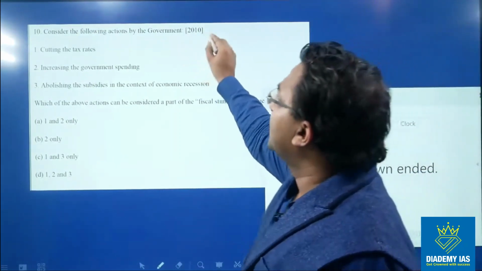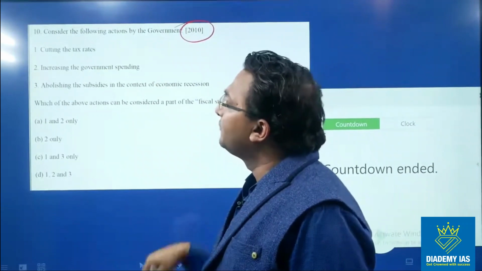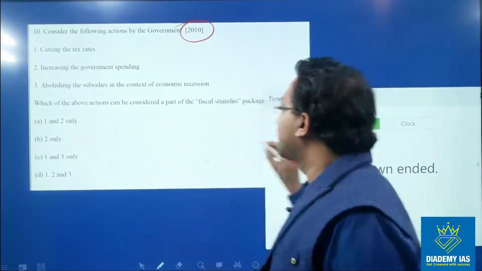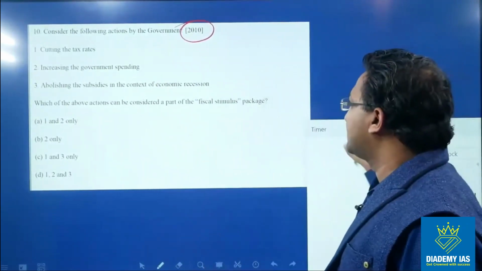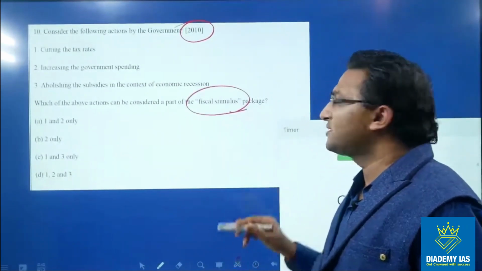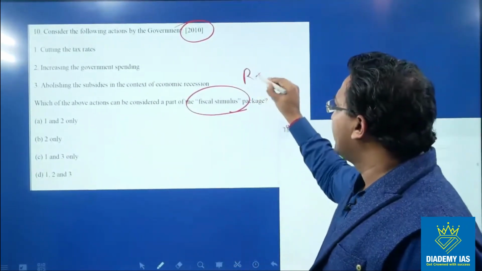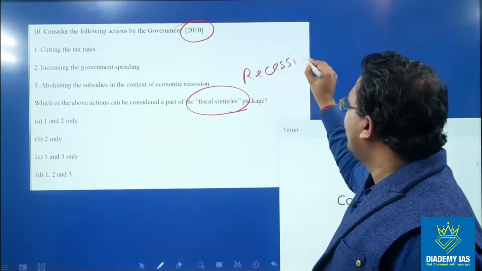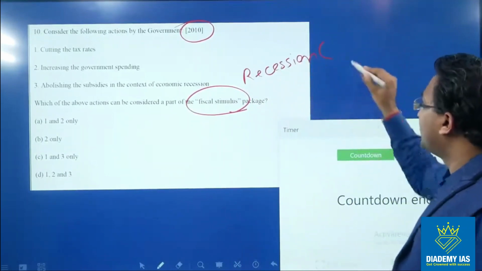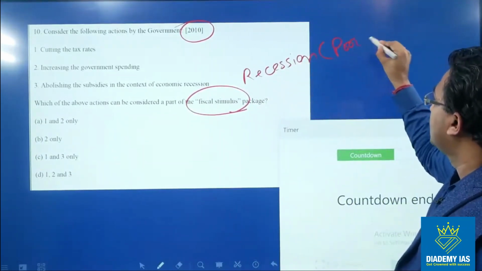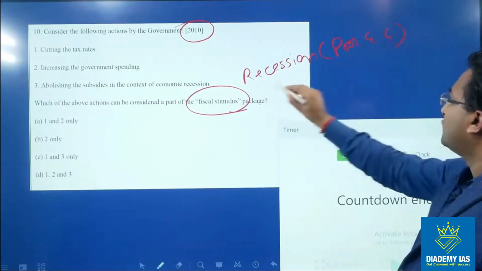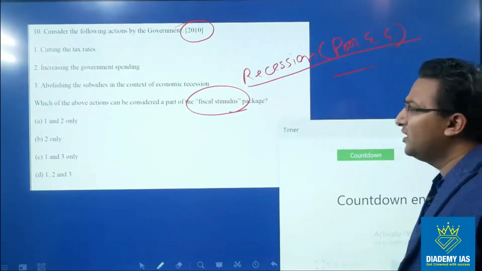Consider the following actions by the government. Question of 2010. Which of the above actions can be considered as part of the fiscal stimulus package? So fiscal stimulus is used in case of recession or slowdown. So when there is poor economic growth rate, then to boost the economic growth rate, the government uses the fiscal stimulus.